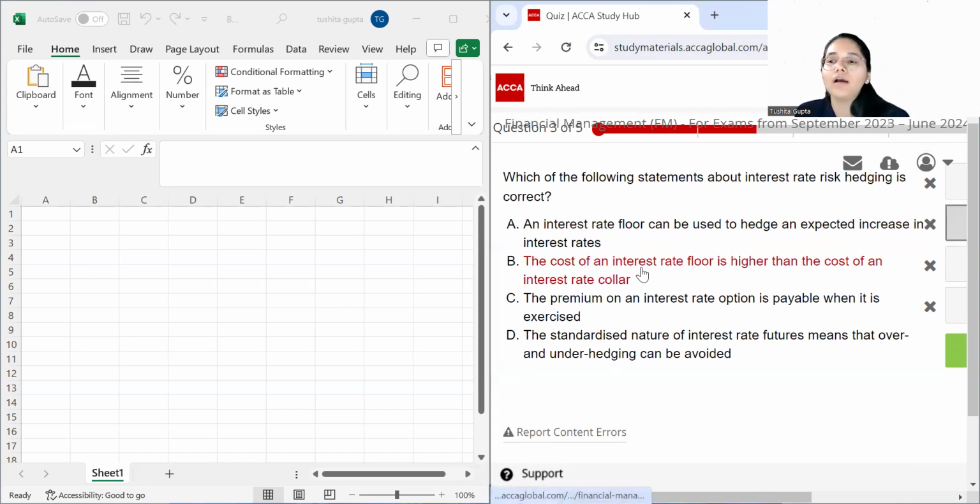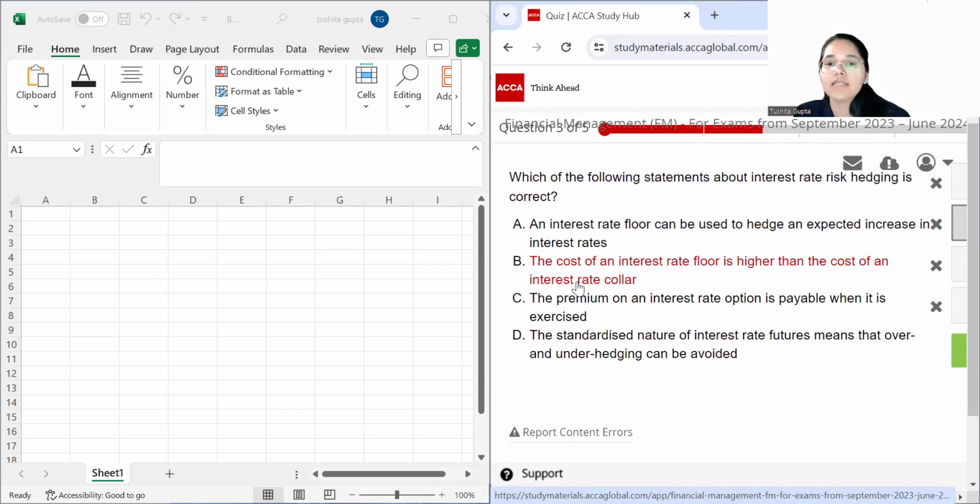When you talk about the floor and the cap, basically all of these are going to be more expensive because a collar is somewhere in the middle and you get compensated because you're buying and selling at the same time. So the premium that you pay for buying gets a little bit compensated for what premium you have sold in the market. So the cost is slightly lesser when it comes to a collar. Then let's see why C and D cannot be your answer.